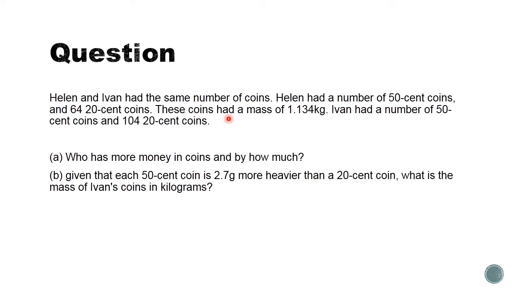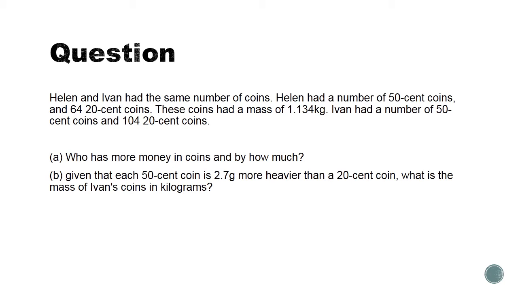This coin has a mass of 1.134 kilogram. Ivan had a number of 50-cent coins and 104 20-cent coins. Okay, so there's two parts to this question. Part A: who has more money in coins, and by how much?